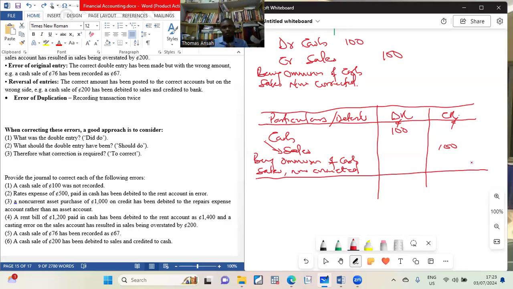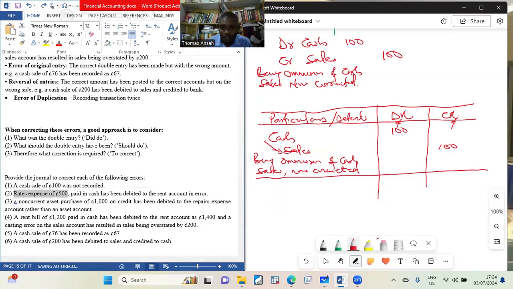You see, the double entry is the focus. Here there's nothing like suspense. So let's pick this one: rent expense of 500 paid in cash has been debited to the rent account in error. A rent account can be an income account, or it can be an expense account. But the thing is, it is rate expense. So instead of doing it inside the rates account, we did it inside the rent account.